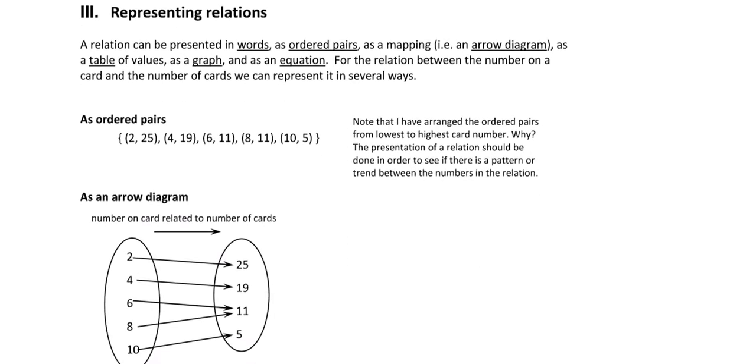So we could have it represented like this with ordered pairs, they're called. So if I have a 2 that's related to 25, a 4 is a 19, a 6 is an 11, and so on, right? And then a closed bracket like that. So we'll do some more examples like that.